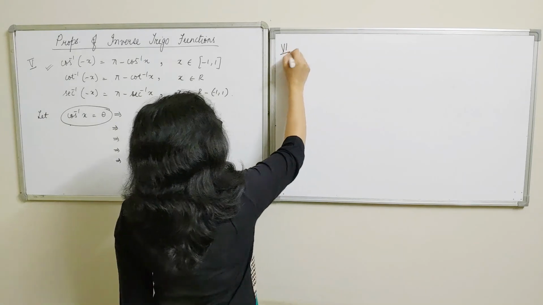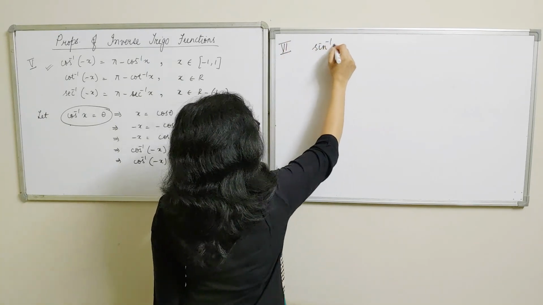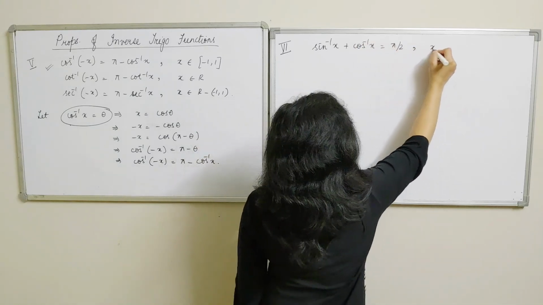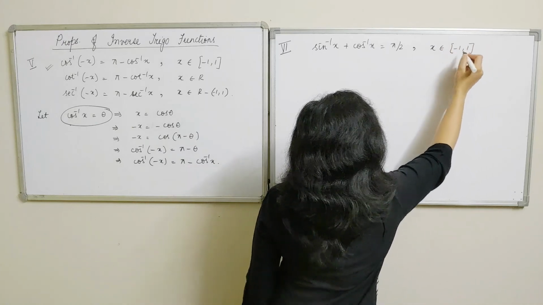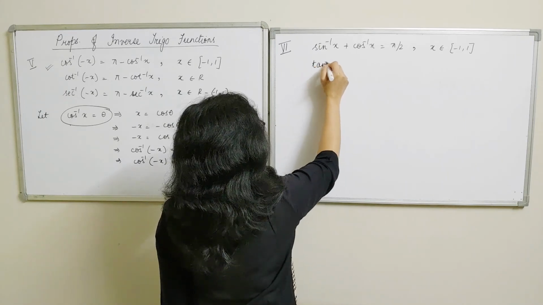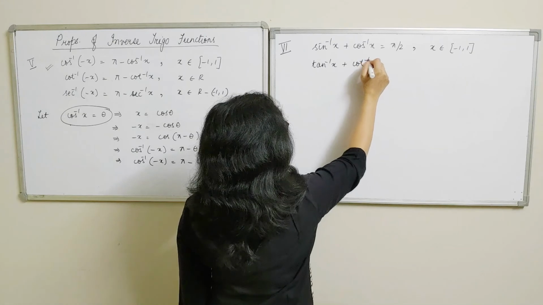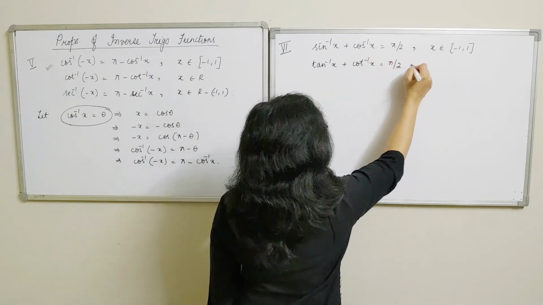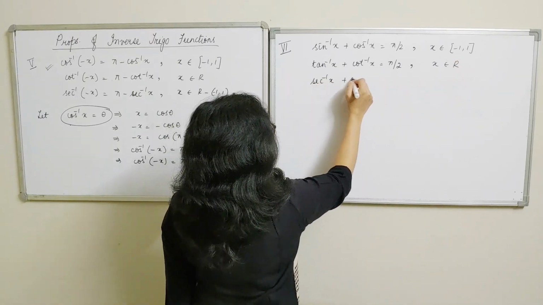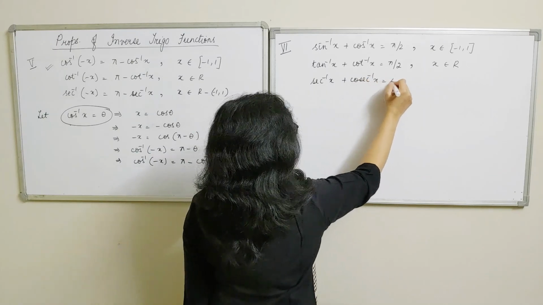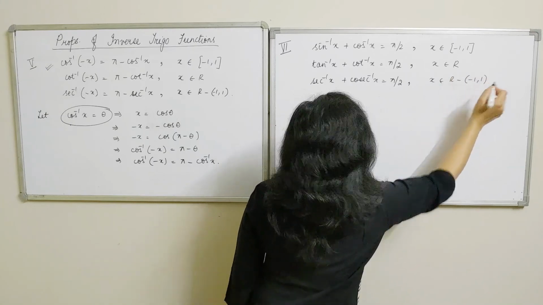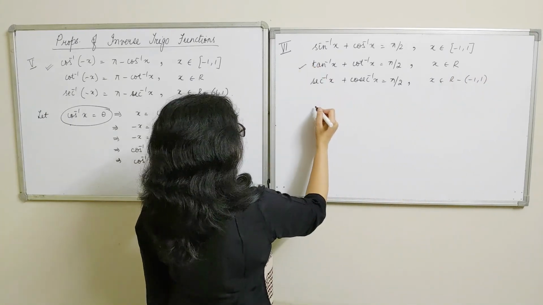So next set: sin inverse x plus cos inverse x is pi by 2. So x should belong to the domain of the sin inverse and cos inverse functions. Tan inverse x plus cot inverse x is pi by 2, where x is the set of all real numbers. Sec inverse x plus cosec inverse x is pi by 2, where x belongs to R minus this open interval. Let us prove this result here.